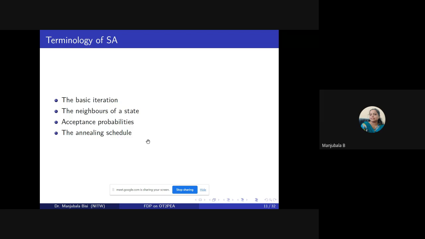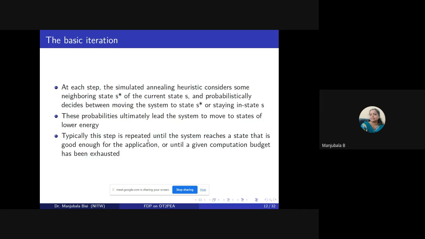You have to map the given problem, and for these things you have to find out how to initialize them. As you know, in every meta-heuristic optimization algorithm there are some computational steps, and you repeat those steps for a certain number of iterations till your termination criteria is reached. In the simulated annealing algorithm, the basic iteration is that at each step the heuristic considers some neighboring state S star of the current state S. Assume the current solution is S; in the next time step we select the neighboring solution S star. Whether you have to accept or reject S star is decided probabilistically, between moving the system to state S star or staying in state S.